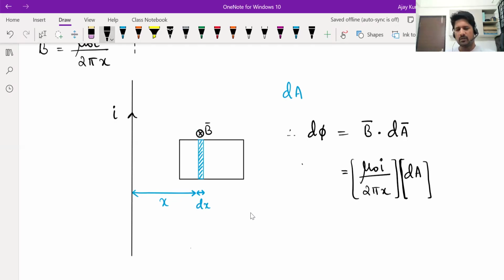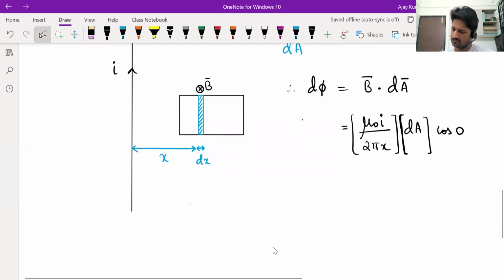Okay. What about the area vector of that rectangular strip? Is it also perpendicular to the screen or not? Yes, it will definitely be. The complete rectangle is in the plane of your screen, so the area vector of any element will be perpendicular to your screen. The magnetic field is perpendicular to the screen, and the area vector of every strip is also perpendicular to the screen. So the angle between them can be taken as 0. Right. So to get the total flux, we need to integrate this term.